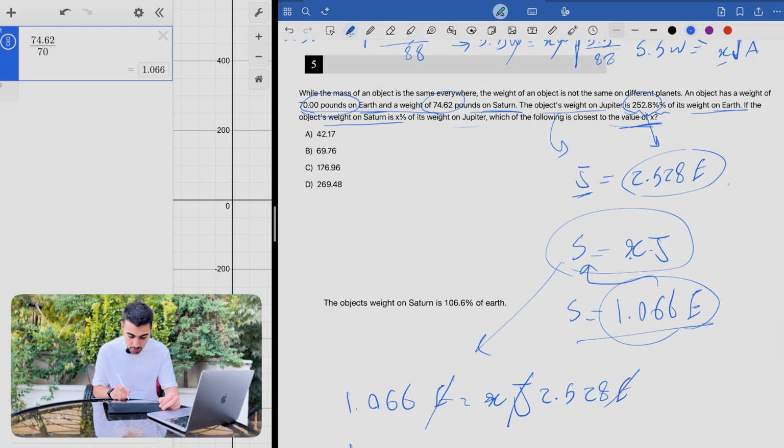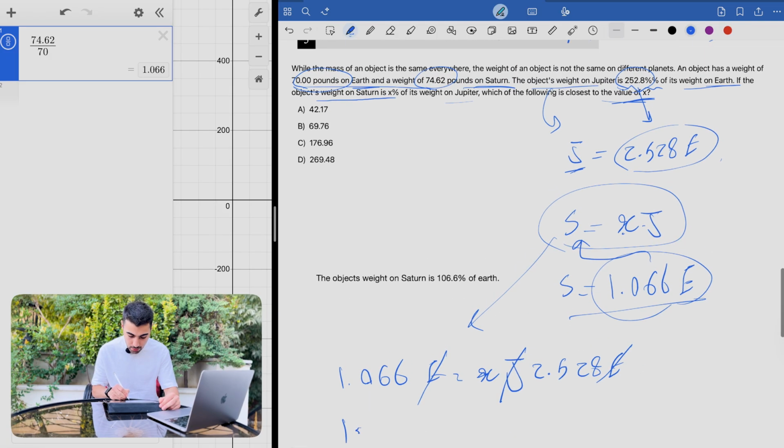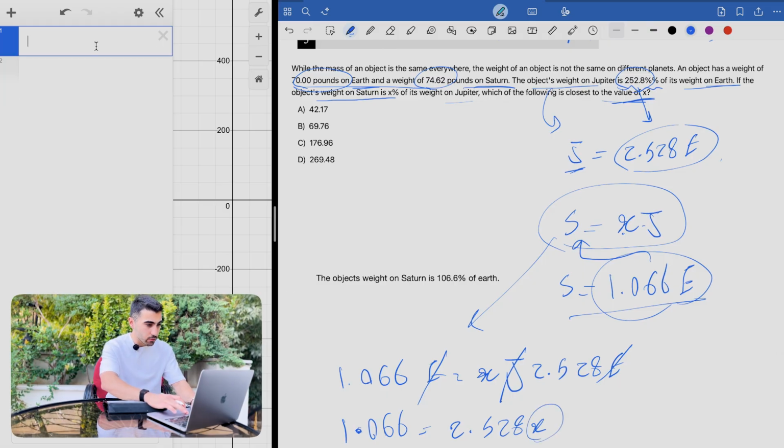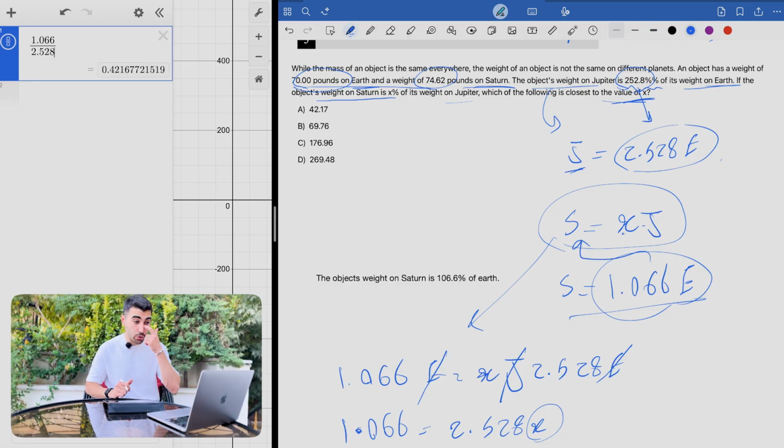So the E's cancel out, right? And we're going to have 1.066 equals 2.528x. Now we're looking for x, very easy. Divide both sides by 2.528, so that's going to give us 1.066 divided by 2.528. That is 0.42, right? So converting this into percent, because the question is asking us in percent, that's going to give us choice A as the closest to the answer. So that's how you do this question. This is a percent question, very, very important questions.